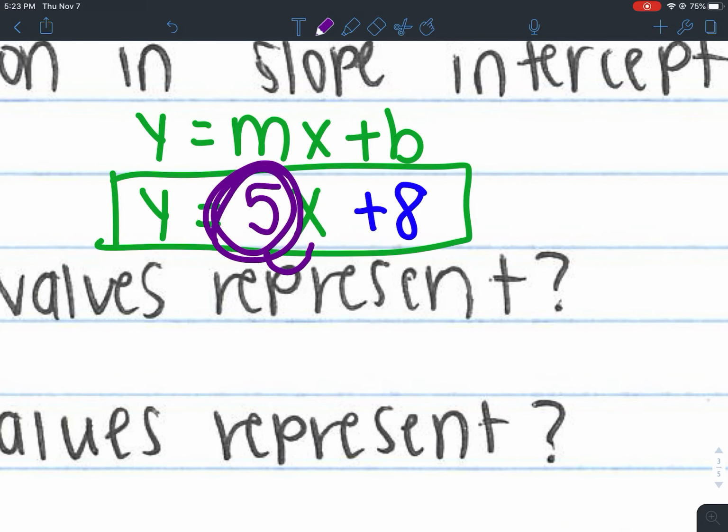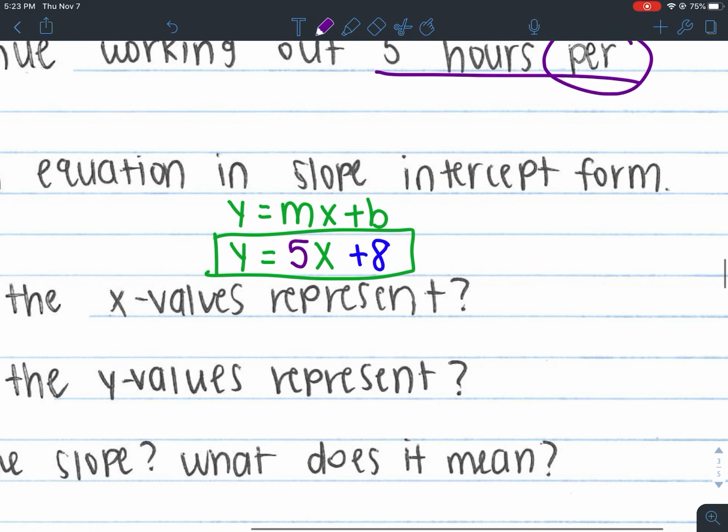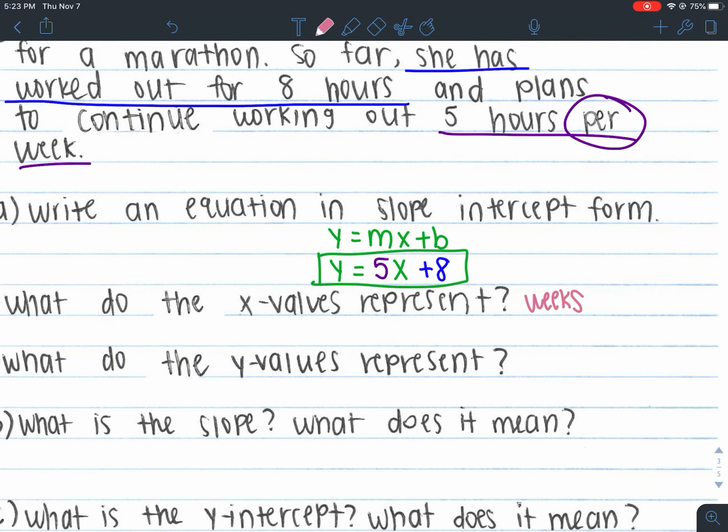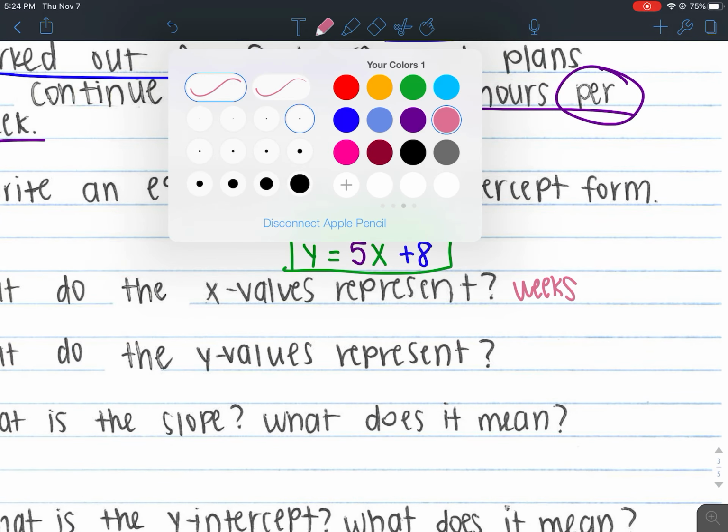It's 5 hours per week. That means that my x is my weeks. So x is going to be the week, or weeks. So all of your x values mean weeks. So if x equals 1, that means I'm talking about 1 week. Then what do the y values represent?